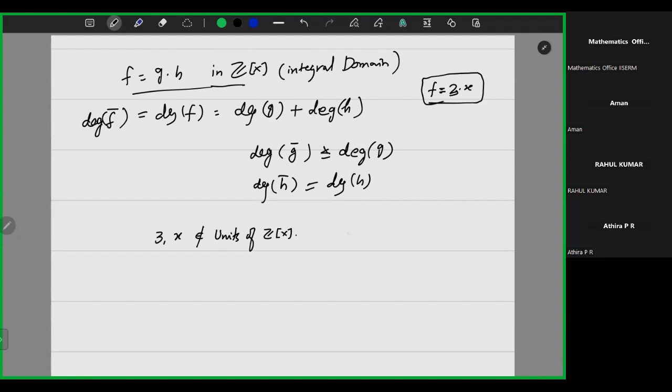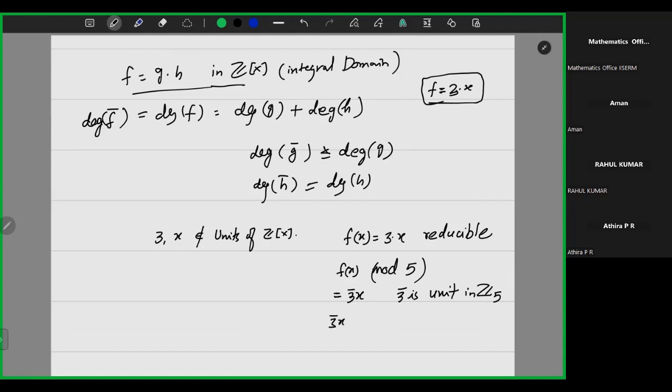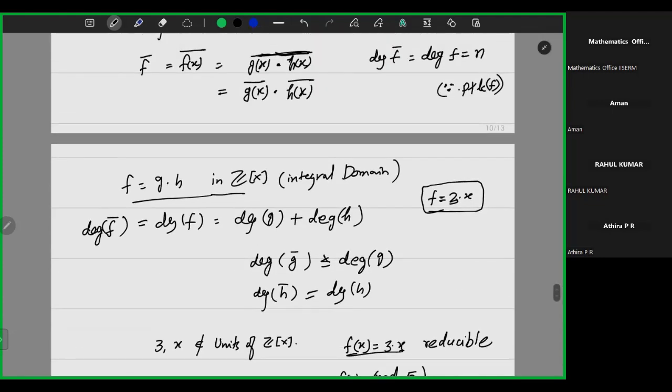So what about this polynomial, 3 into X? It is reducible. What about F modulo p? Modulo, let's say, 5, it becomes 3x, and 3 is a unit there. 3 is a unit in Z5, or let me write 3 bar. So 3 bar x is irreducible, but not F. So there is a little bit of a mistake in this question, I think.